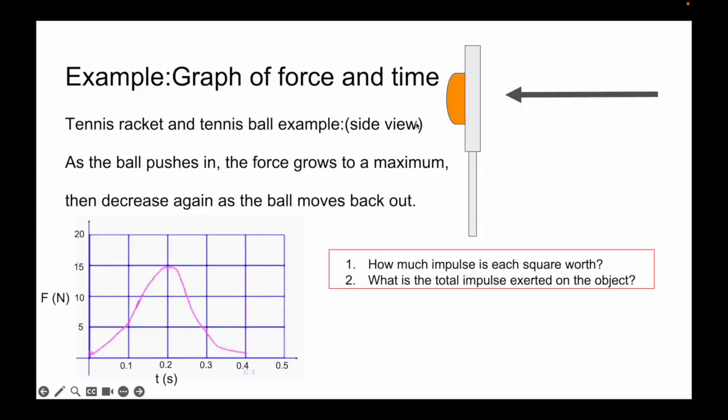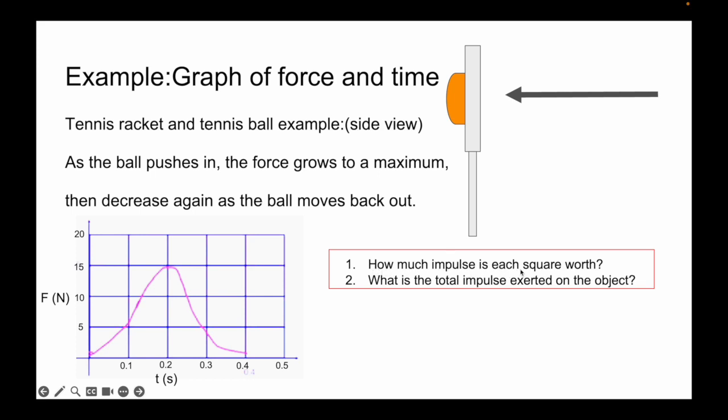Let's take a moment to look at this situation where I have a tennis racket. Any tennis players out there? You know who you are. As the ball pushes in on this tennis racket, here's our side view of it. The force grows to a maximum, just like we were talking about. If we look at the graph down here, we can see it increases to a maximum, and then it decreases again as the ball moves back out of the net.